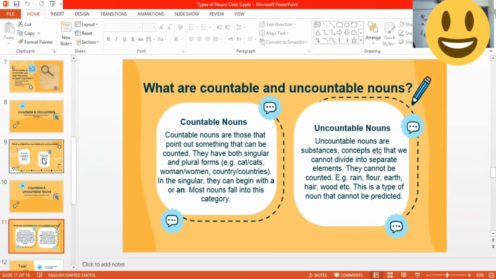Okay, in the singular they can be with a and an. Most nouns fall into this category. And then on the other hand we have uncountable nouns. So uncountable nouns are substances or concepts that we cannot divide into separate elements.